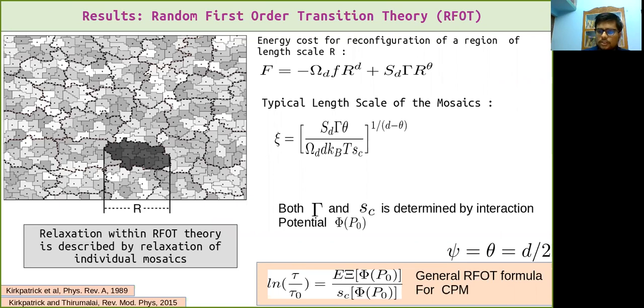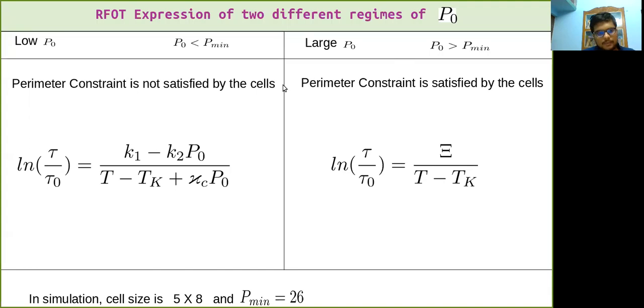So RFOT relies on the existence of the mosaic-like picture, as you can see here in this shaded region. These mosaics are of different states, and within RFOT theory, the relaxation dynamics of the system comes from these individual mosaics. Taking that as an input, one can obtain the length scale as well as the time scale within this theory. So the expression of relaxation time is different in two different regimes.